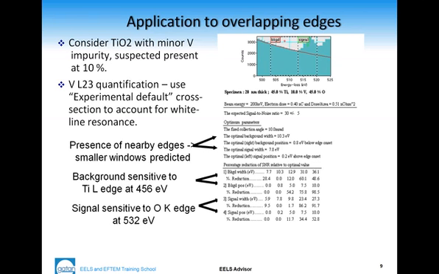And this is because of the presence of these adjacent edges, the titanium L edge at 456 eV and the oxygen K edge at 532 eV. This additional output, which once again you can investigate in the EELS Advisor exercise, basically allows you to explore the parameter space to see how the signal-to-noise ratio changes with respect to changing any one of these parameters.